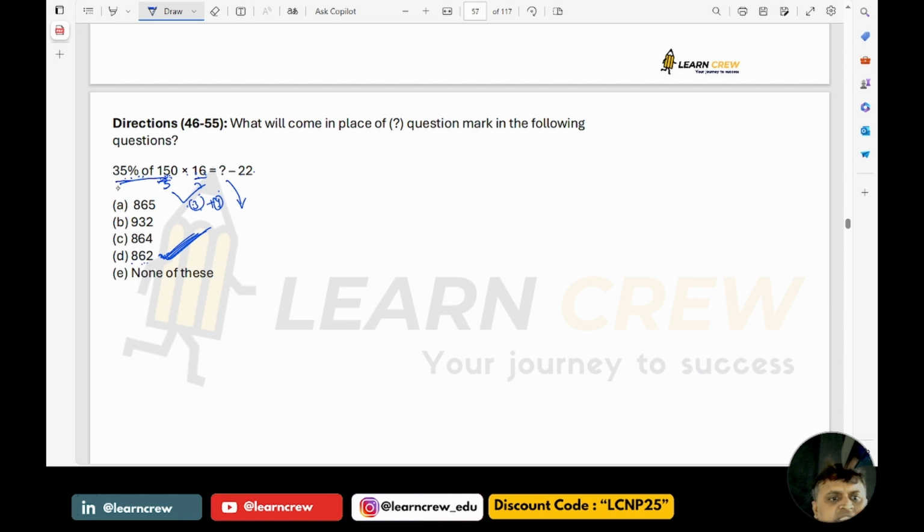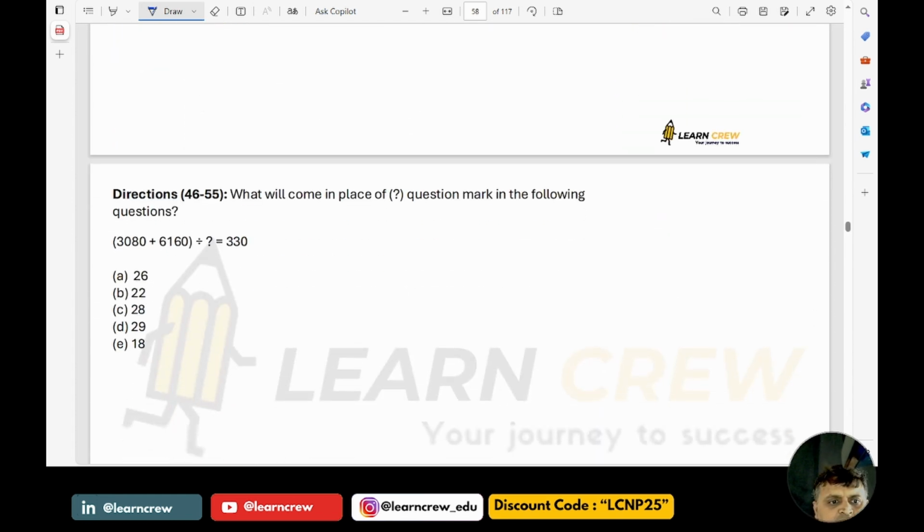7 digital sum satisfying. If you cannot do it like that, then the normal procedure, what? 35% of 150 into 16. So 35 into 1.5 into 16 plus 22 is the answer. So 15, 16 how much? 240. 240 means 24. 24 into 35 is 840. 840 plus 22, 862. In this way also you can do.